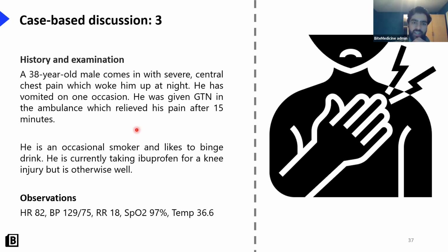Okay, a 38-year-old male comes in with severe central chest pain, which wakes him up at night. He's vomited. He's been given GTN, which takes 15 minutes to work. He smokes occasionally, he likes to binge drink, and he's taking ibuprofen for a knee problem. What's the diagnosis?